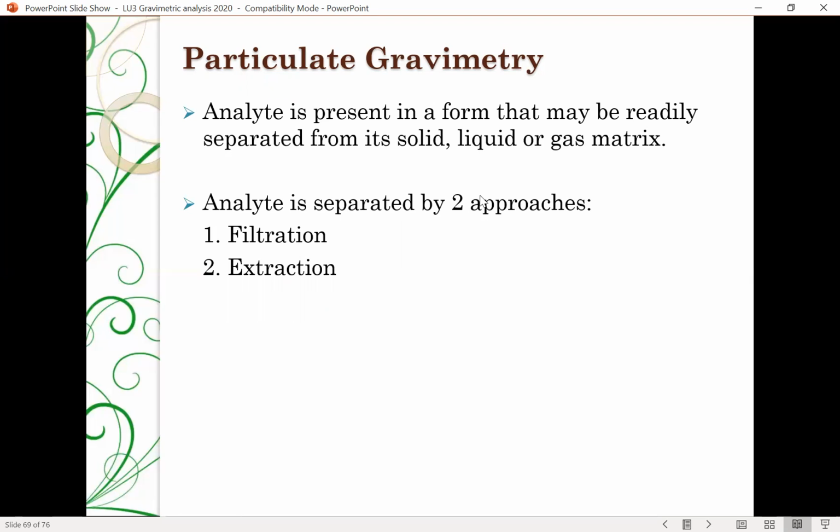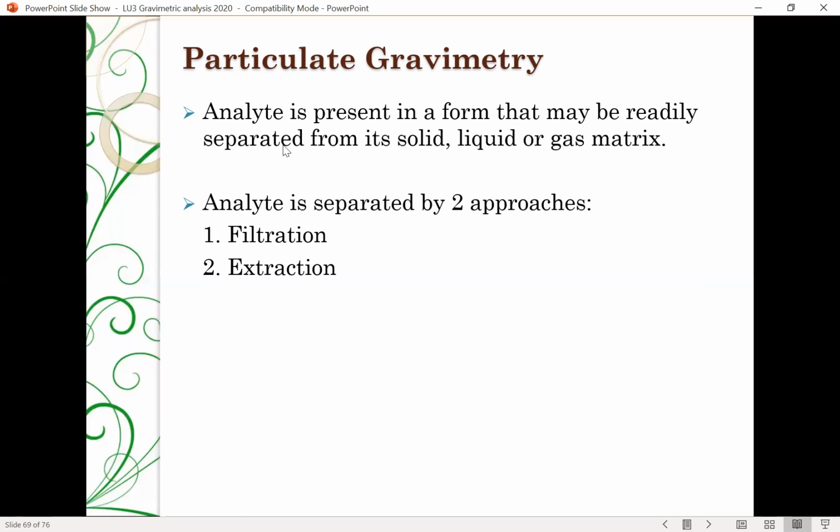Now we move to particulate gravimetry. Analyte is present in a form that may be readily separated from its solid, liquid, or gas matrix. So analyte is separated by two approaches, for example, filtration and extraction. Remember, we have done experiment 2 on determination of suspended solid, total solid, and dissolved solid in water sample. So that's a part of particulate gravimetric principles which has been applied in that experiment.